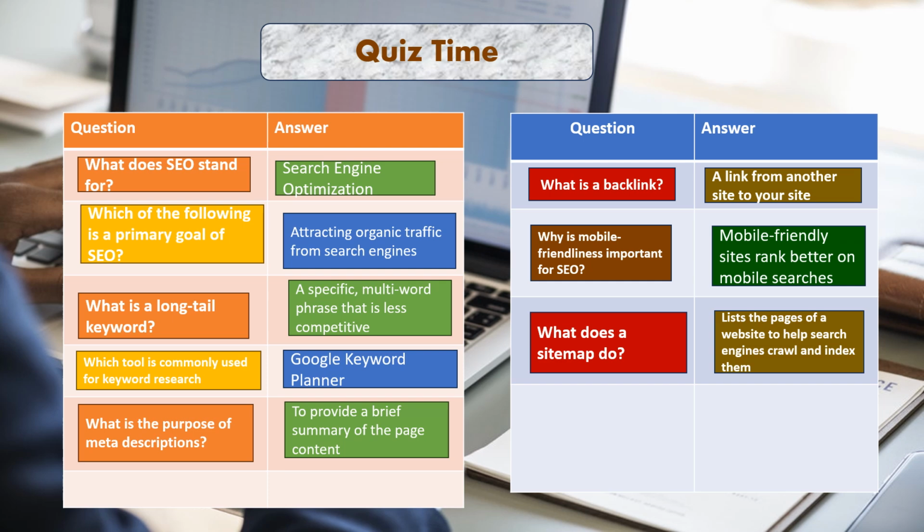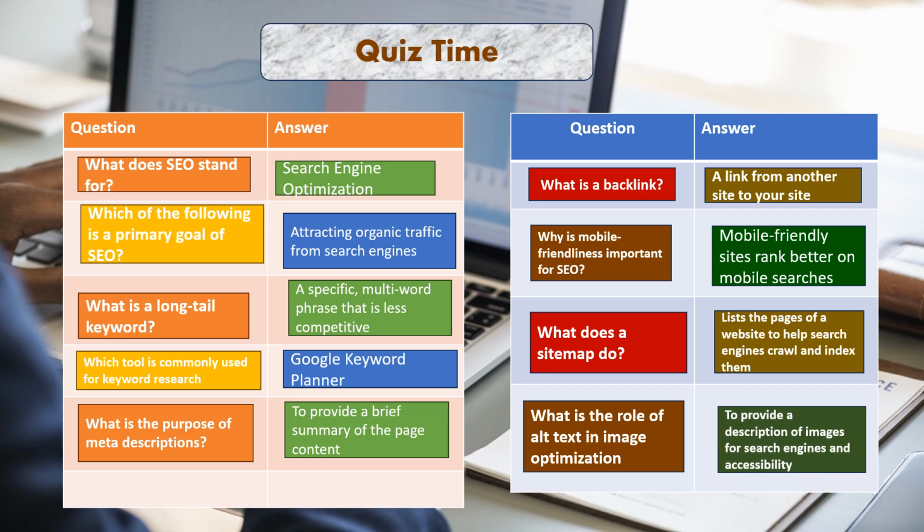Now the next question is, what is the role of alt text in image optimization? Its role is to provide a description of images for search engines and accessibility. So these are some of the questions for you all. So please stay tuned.